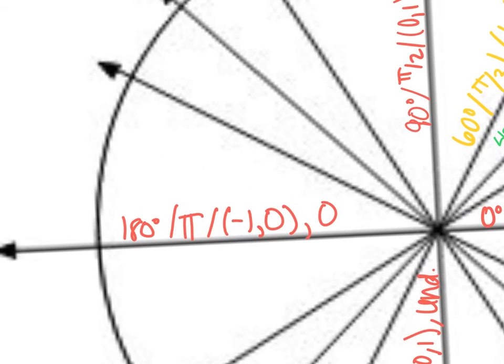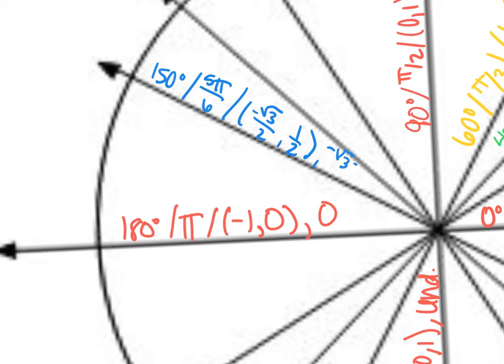So this angle here would be 150 degrees. The radians would be 5 pi over 6, and the point would be (negative radical 3 over 2, 1/2), and then the tangent would be negative radical 3 over 3.